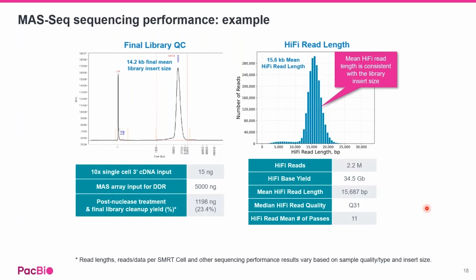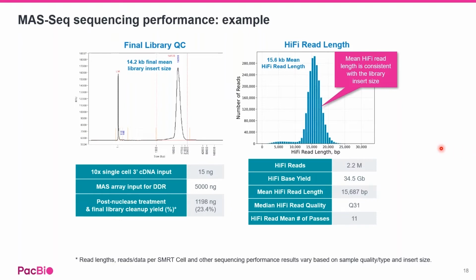This slide shows example MAS-Seq sequencing performance for a human MAS-Seq library. The electropherogram on the left shows the final library QC, which has a mean insert size of 14.2 kb. The library insert size is consistent with the mean HiFi read length distribution plot shown on the right, which shows a major peak at about 15 to 16 kb.